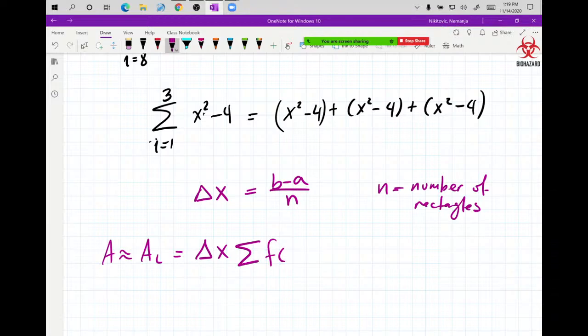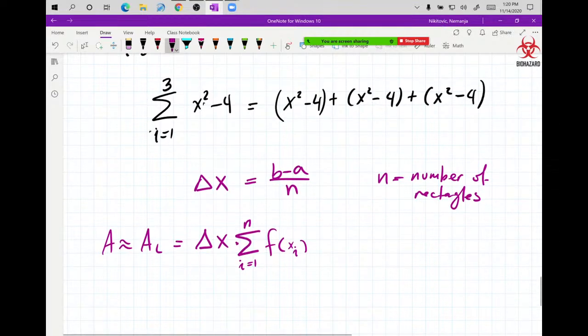And then my area is approximated by area to the left, which is delta x times the summation of all functions that are starting at x_i, where i is starting at 1. So x_i, and if you stop for a second to think about this, right?